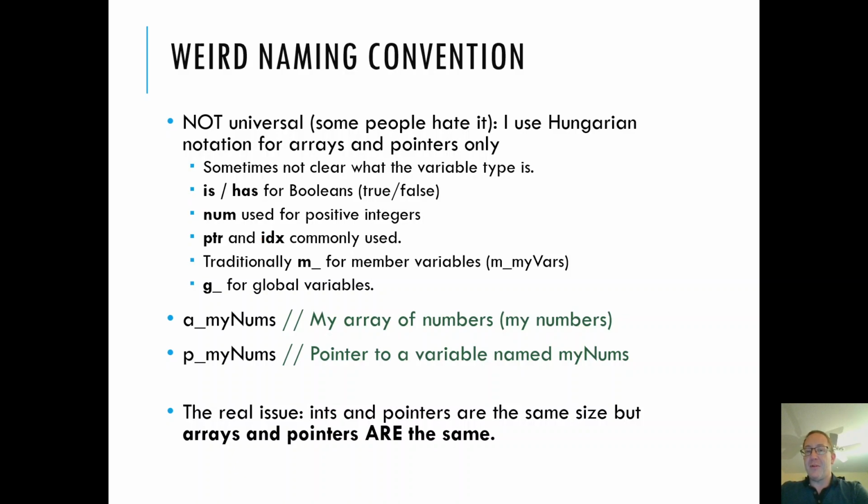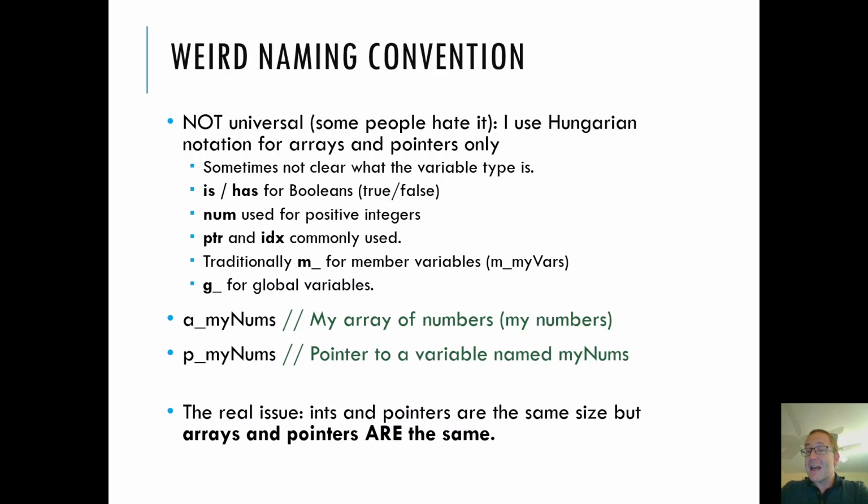For member variables, when we're doing objects later on in 2400, I'll use an M underscore. For global variables, I might use a G underscore. Not always the case. I use all caps when I have a constant that I know I can't change. The one for me, because I have such a horrendously bad memory, is I use A underscore and P underscore.